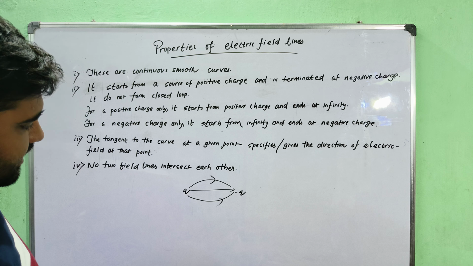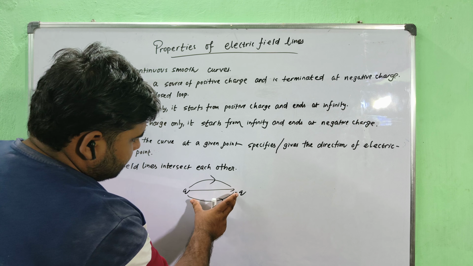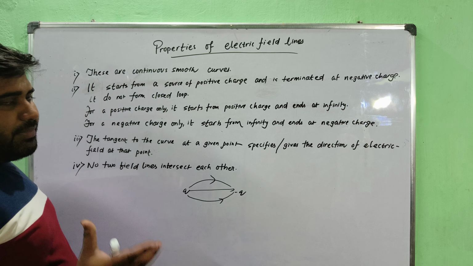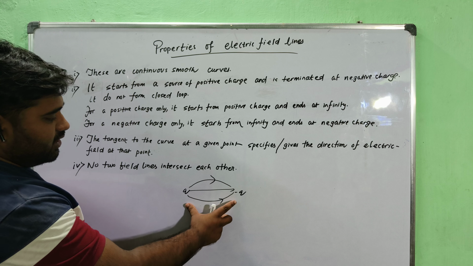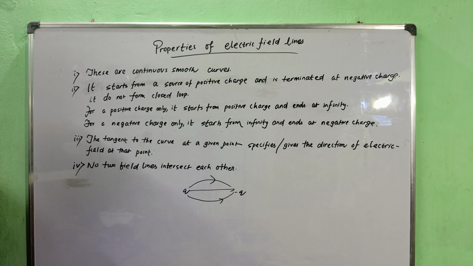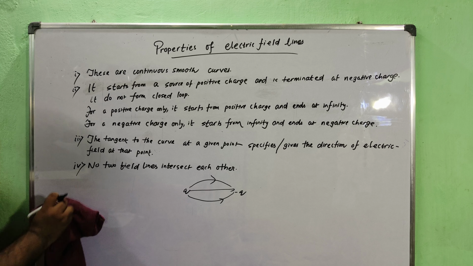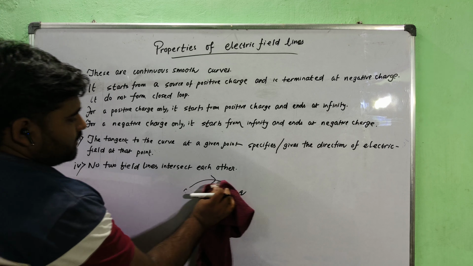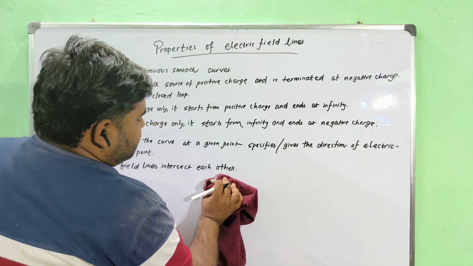Now, if they come any closer, that means the curve of this line will be bending more. So it will be bending more. So we can say that in the fifth property, they have an ability to be contracted lengthwise.